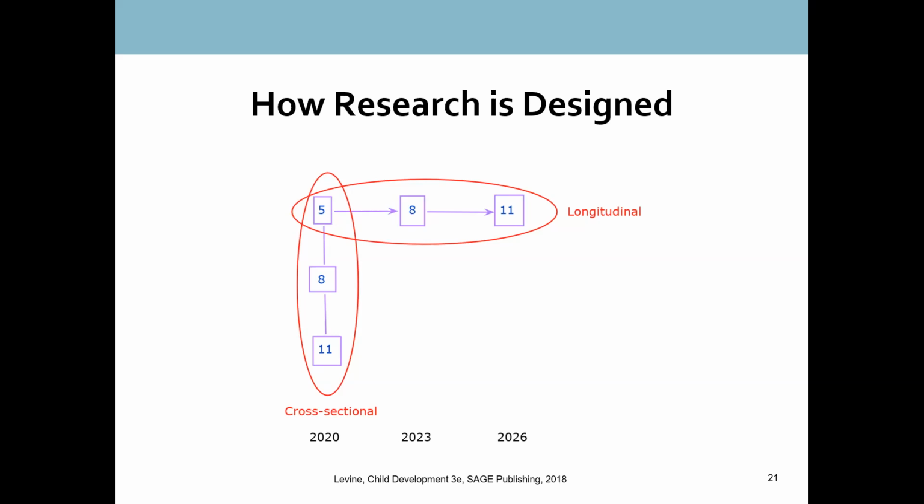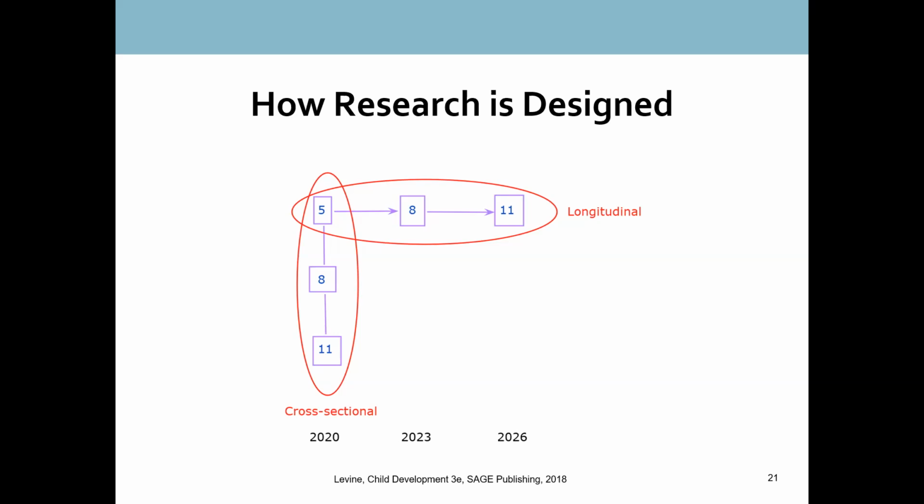But then I also follow all three groups as they age. So in 2023, I would be comparing 8-year-olds, 11-year-olds, and 14-year-olds, because it's been 3 years later. So, I would have a second cross-sectional design, but I could also compare them longitudinally. I can see how the 5-year-olds changed between 5 and 8, how the 8-year-olds changed between 8 and 11. And then, I could follow all three groups again until 2026.